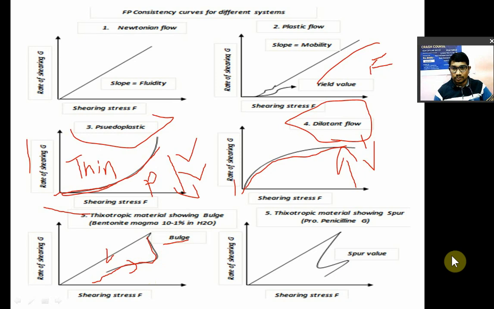Suspension of penicillin, suspension of broken penicillin. So if you apply stress, that is also a thixotropic material. Thixotropic क्या होता है अपन देखेंगे, बाद में फिर से बोलूँगा मैं आपको. So if you apply stress, they will start flowing, but sharp changes are there. So again, this is known as spur. Okay, they will show the spur. तो इसके ऊपर क्वेश्चन आता है कि in the rheogram, spur is shown by broken penicillin G. Okay, then bulge is shown by bentonite magma. You have to remember.